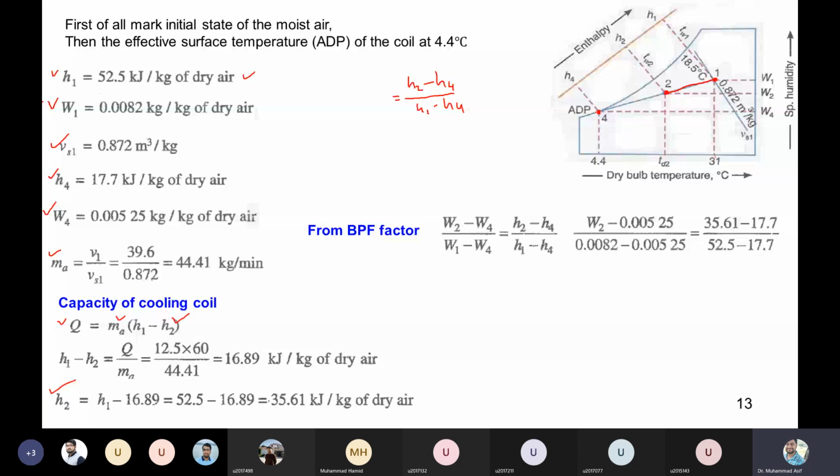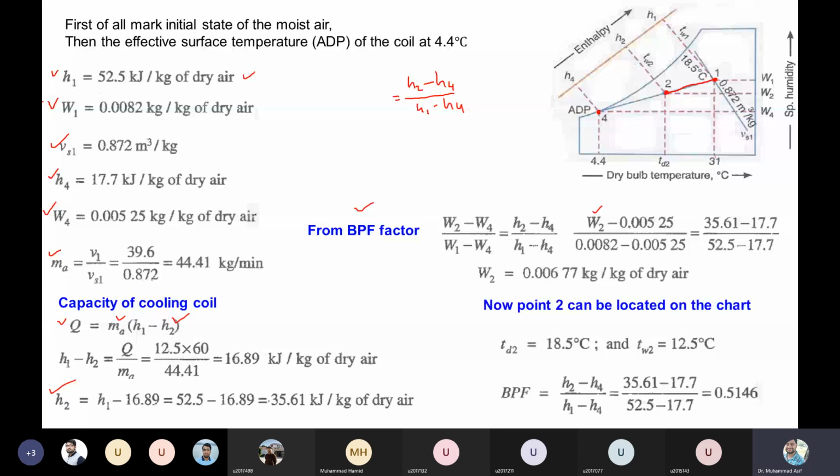So from here, as you can see, we can easily calculate the bypass factor. You can read W2 because you have located point 2, or even by equating this, you can read W2. It's up to you. So the value of the bypass factor is about 0.5146. That means about 51% of the air is bypassed, so only 49% of the air will come in contact with that cooling coil, right?